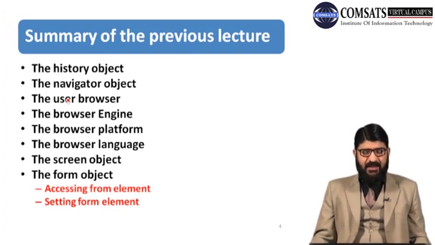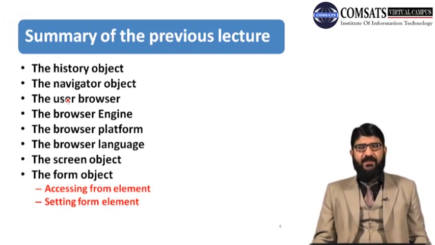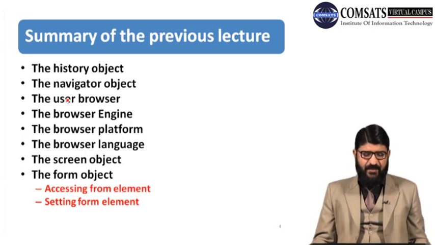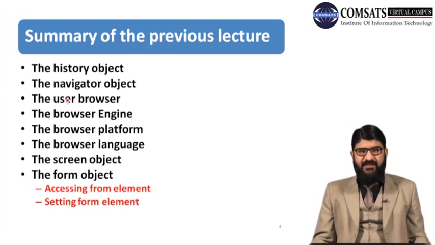The next is the navigator object. The navigator object is used to go forward and backward between the URLs for a web page. And then there is a user browser method. Using this method, you can get information about the user browser.